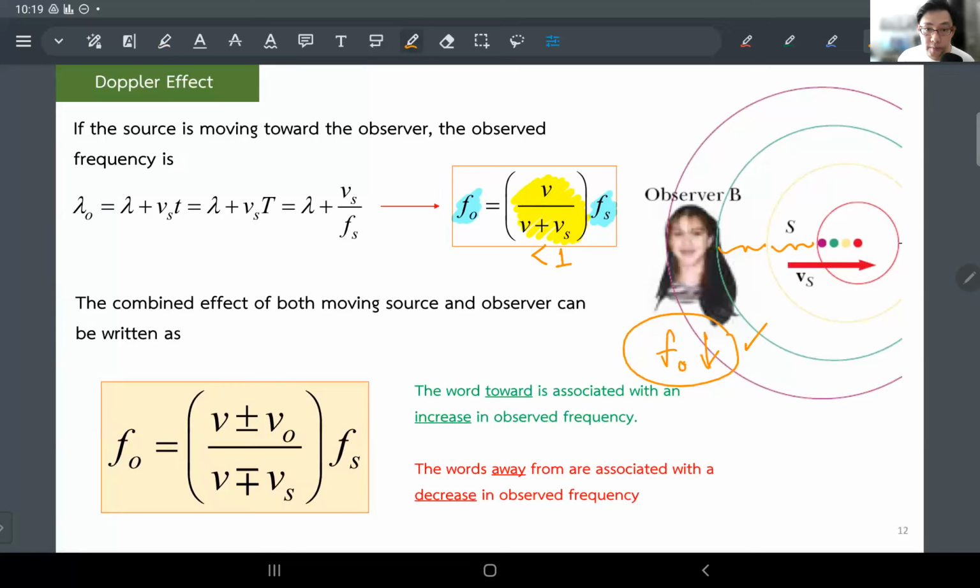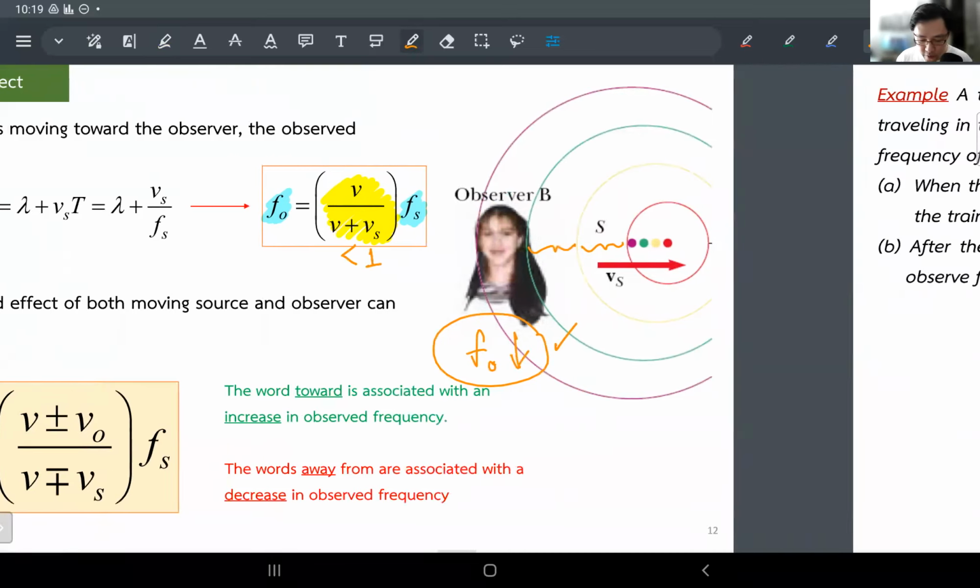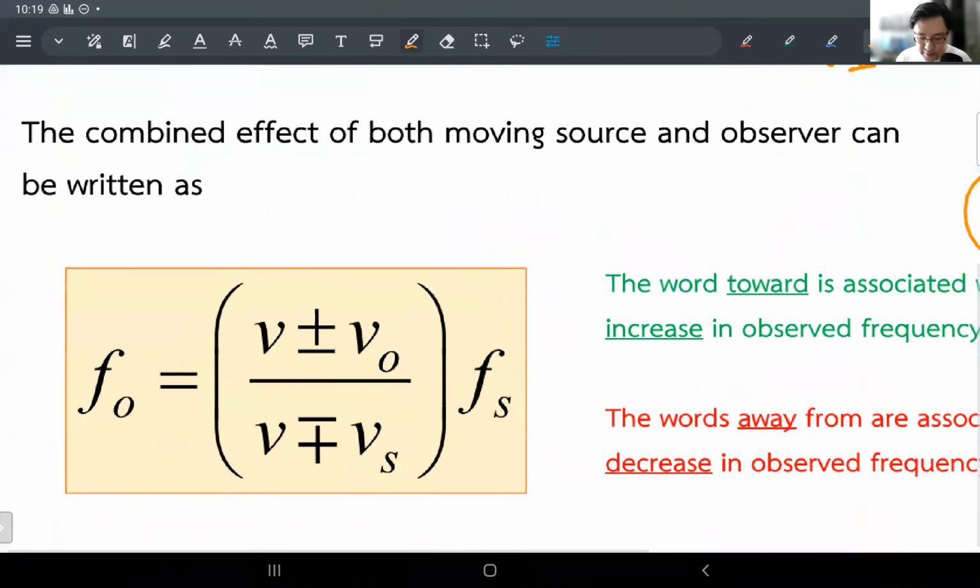Cool. I don't know what's cool, what's not cool, but that's the easiest way that I can give you an idea of how to deal with this if both of them are moving. Both of them can be moving in whatever direction they want. So that's the only thing that I want to give you. That's it, guys.